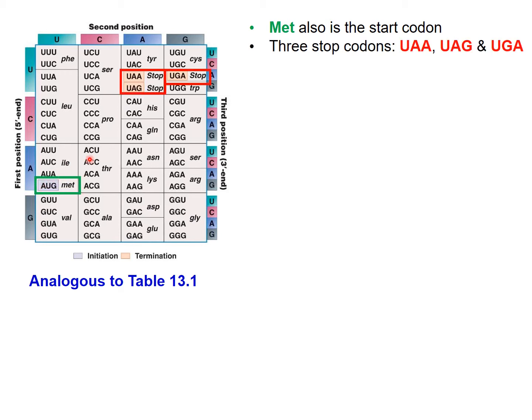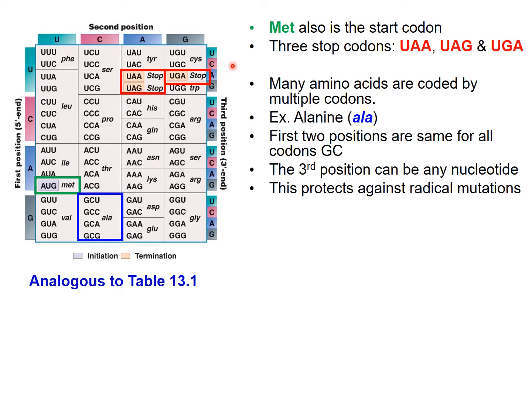So what are some things we can see in this table? So here is our start codon, and it's also the methionine codon. Our stop codons are located up here. All right, so they're all clustered together.